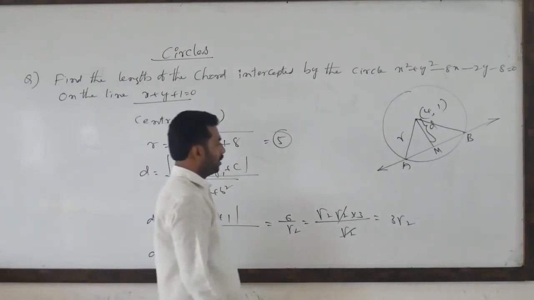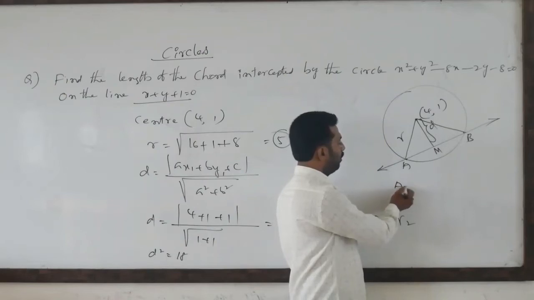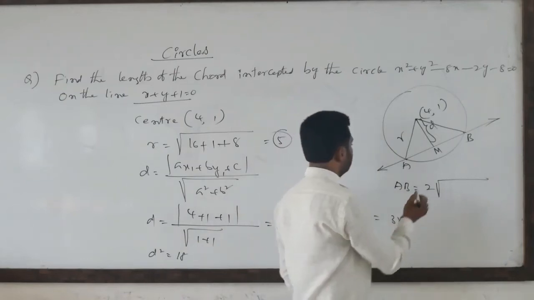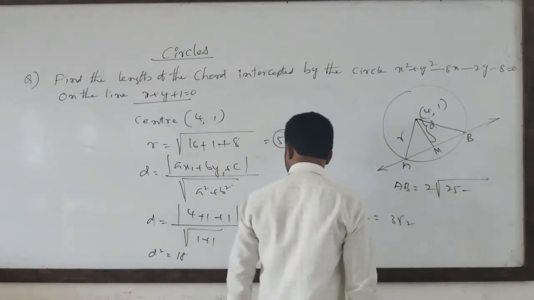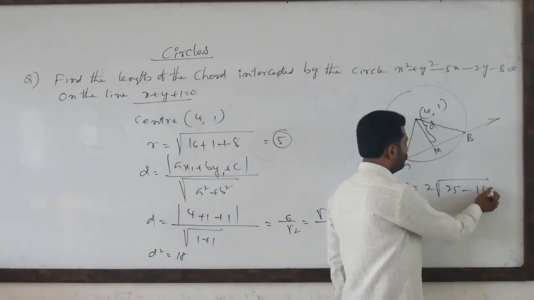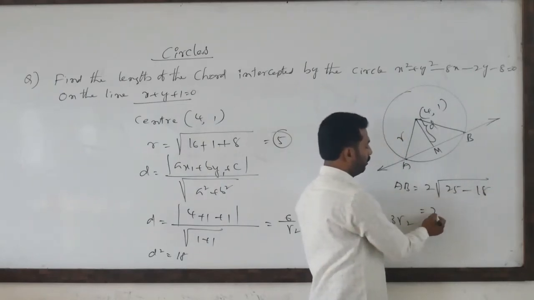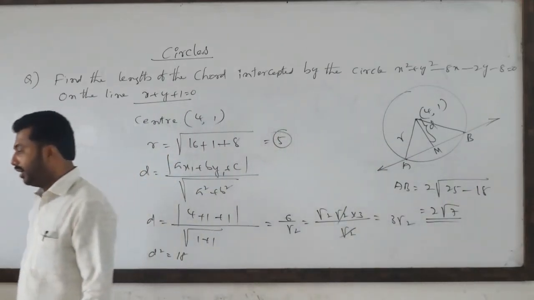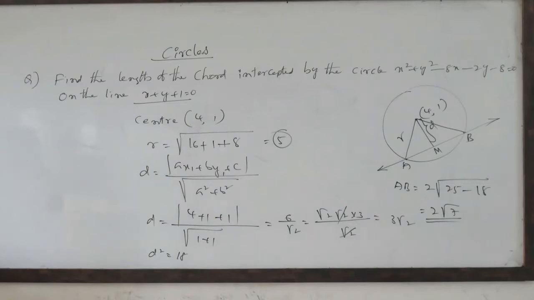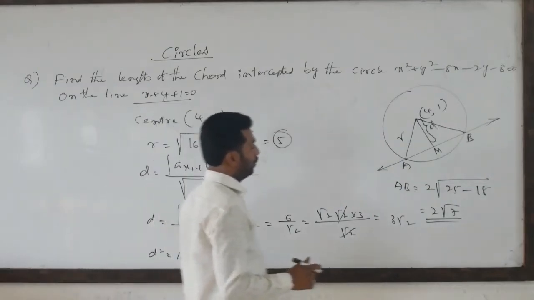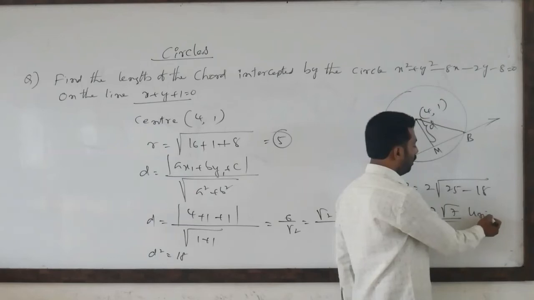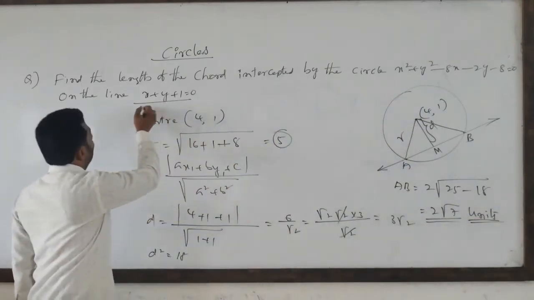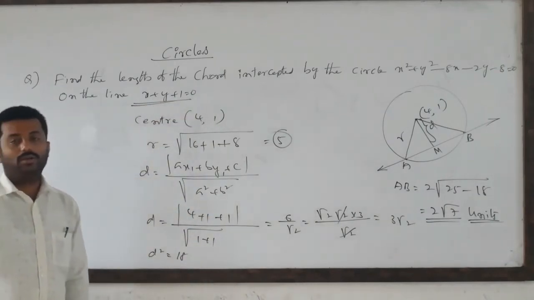So from this you observe length of the chord. Length of the chord AB equal to 2 into root of r square, r square means 25 minus d square 18. So 25 minus 18 is nothing but root of 7. So what is the length of the chord? Nothing but 2 root of 7 units. So this is called length of the chord intercepted by this circle on the line x plus y plus 1 equal to 0.